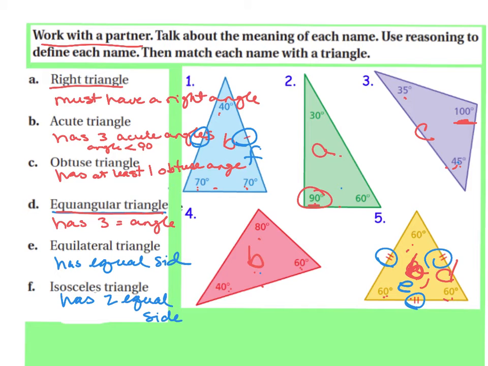So when I ask you to categorize each one, you may have more than one answer. Like number 5 has 3 different ways of classifying it. Number 1 had 2 different ways. So they might have more than one. But these are the ones that you need to know.